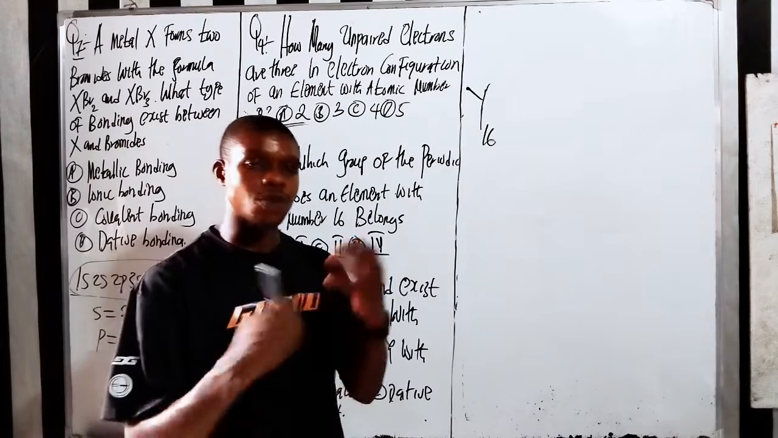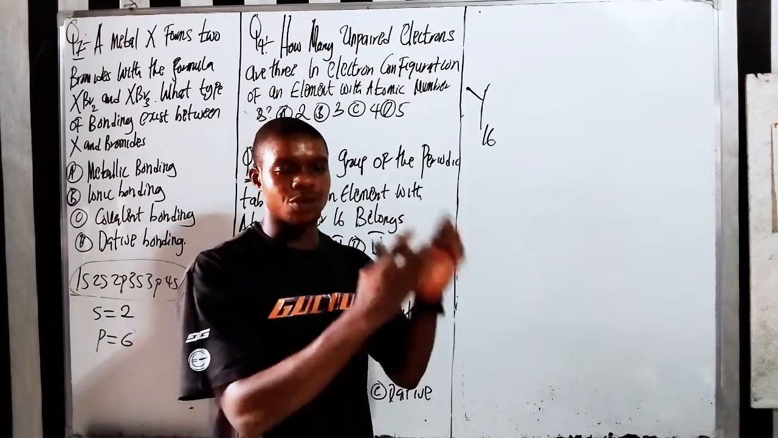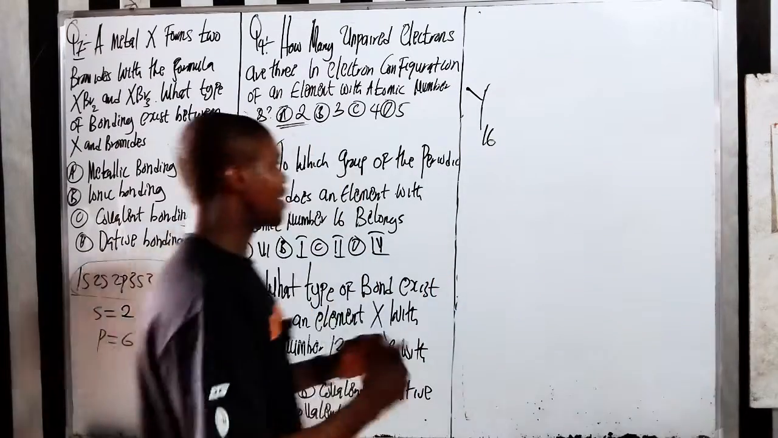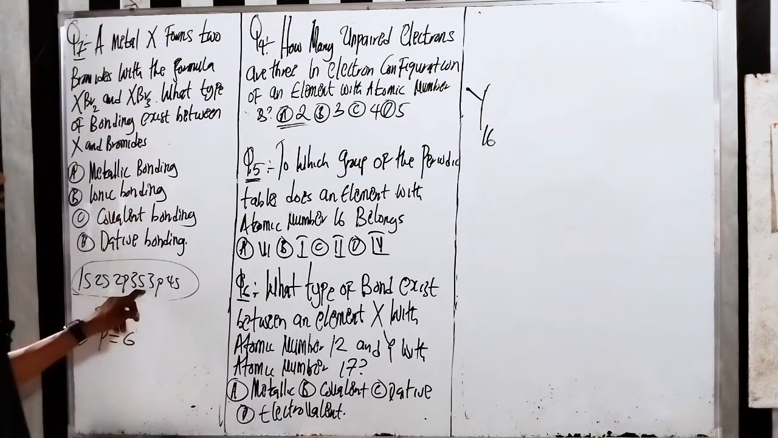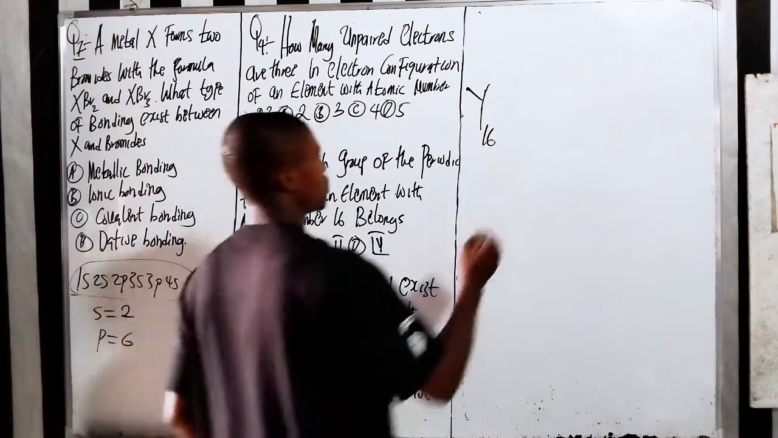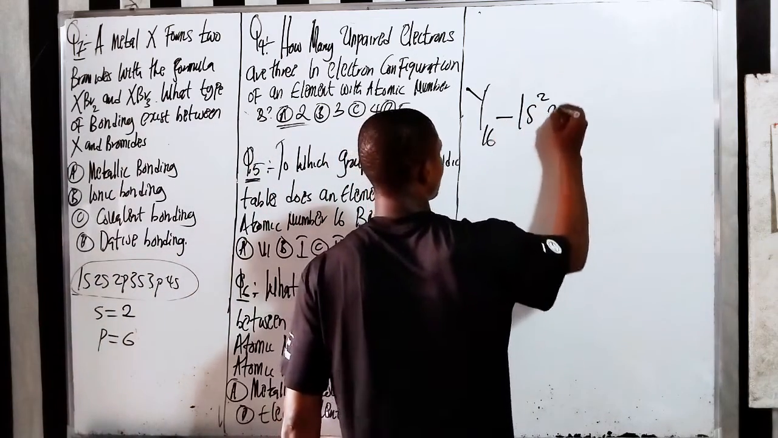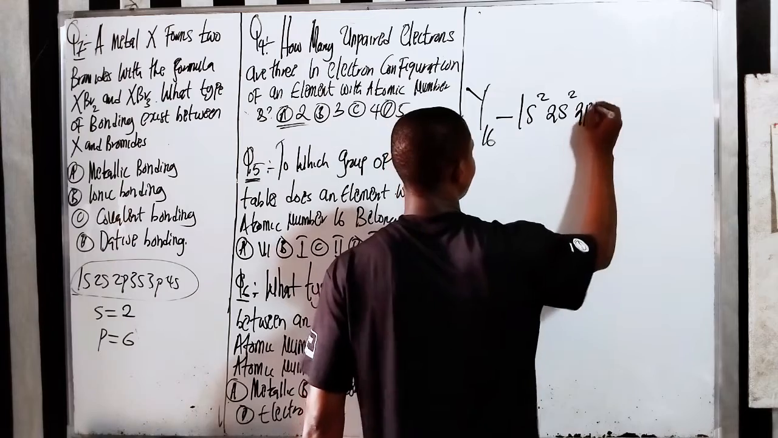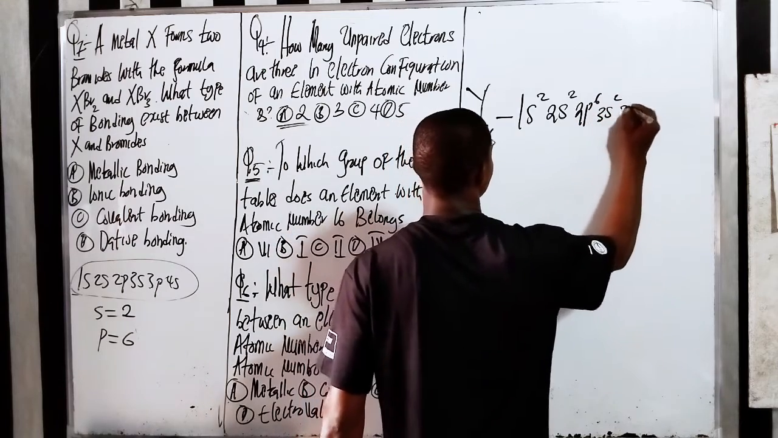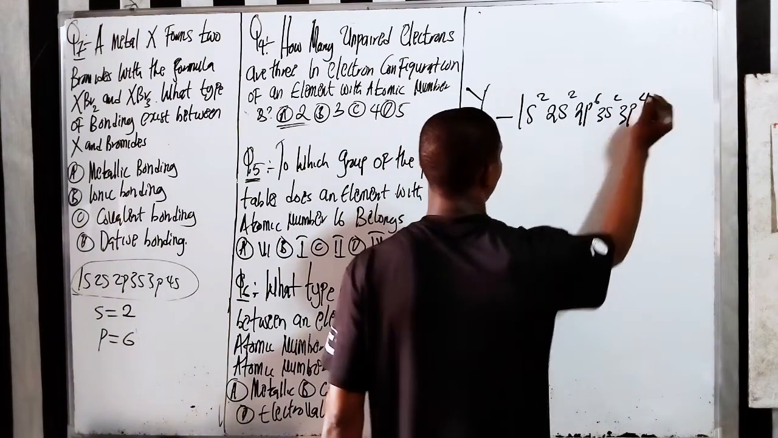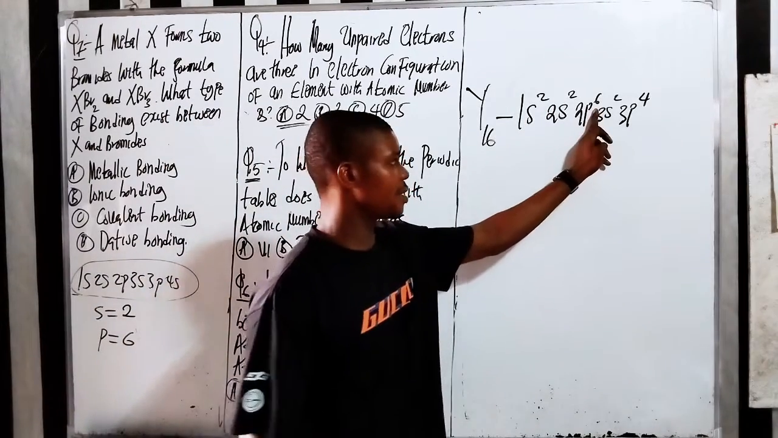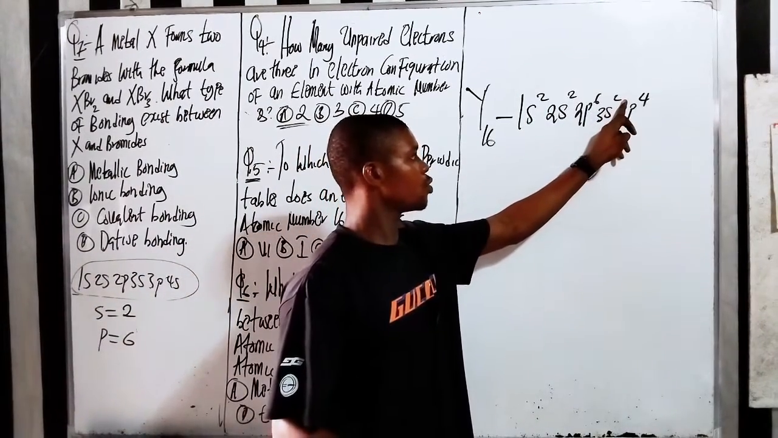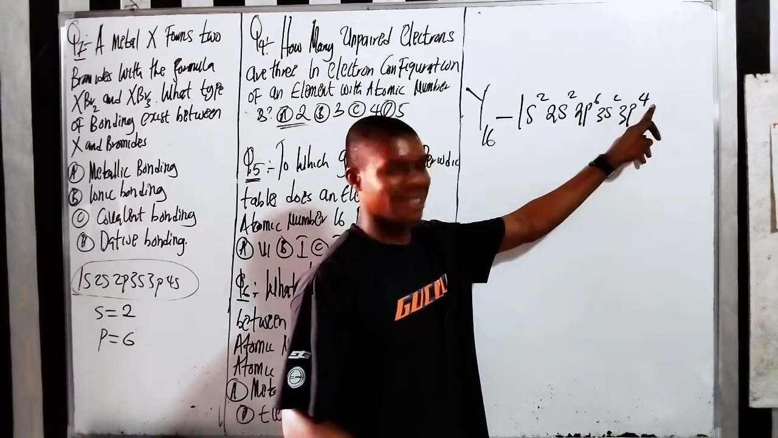So the next thing I want to do is write the electronic configuration. Remember, we are using this one here: 1s2, 2s2, 2p6, 3s2, 3p4. Now let's look at it very well, right? 2 plus 2 plus 6 is 10. Plus 2 is 12. Plus 4 is 16.